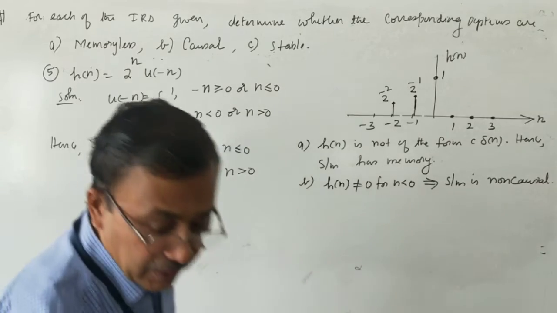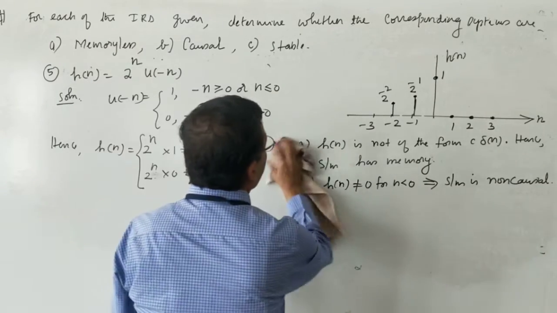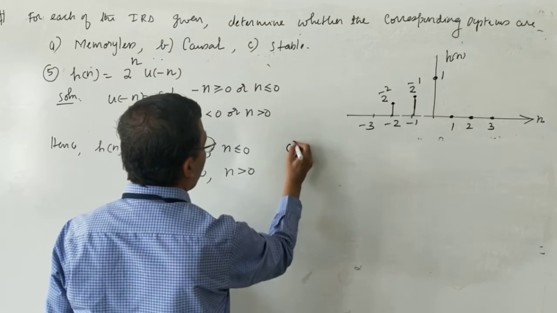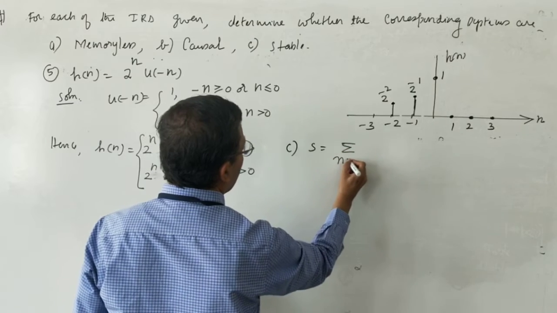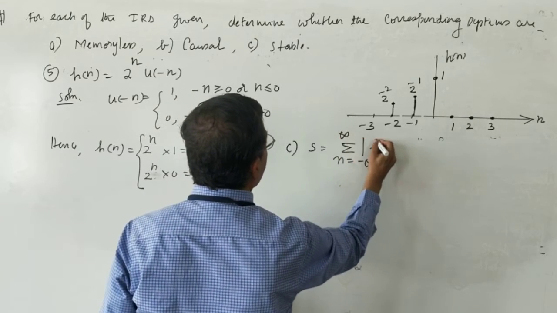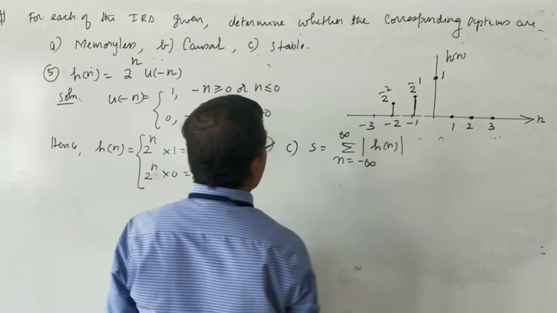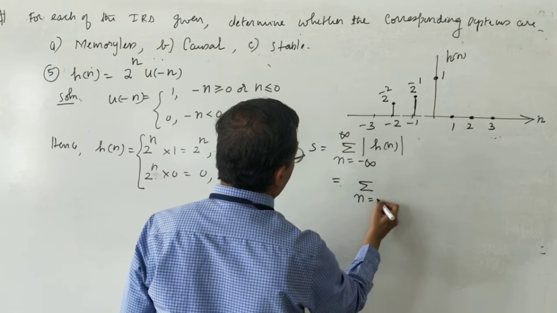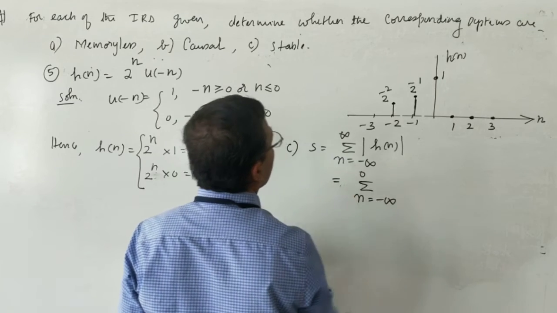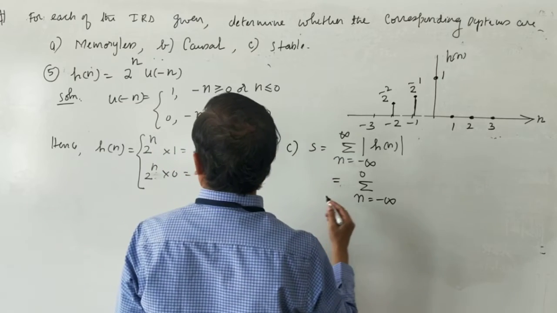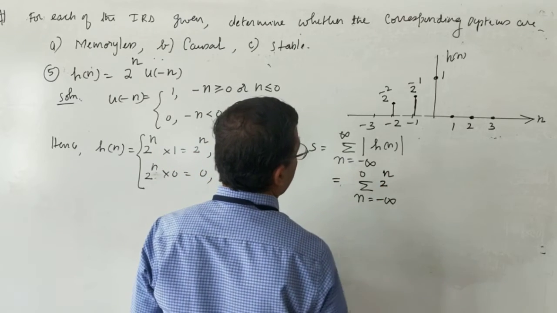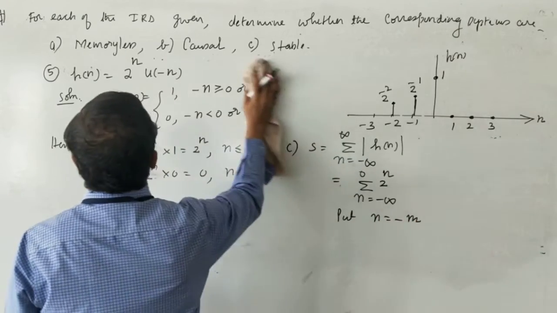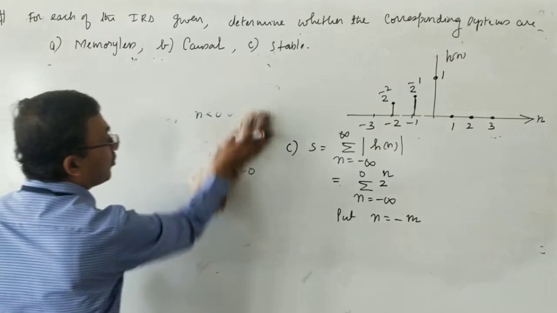Next one, stability. Stability involves calculations. Third part, part C, stability. S is equal to summation n equals minus infinity to plus infinity of modulus of h of n, equals summation n equals minus infinity to 0. What is h of n? It is 2 to the power n. Put n equal to minus m.